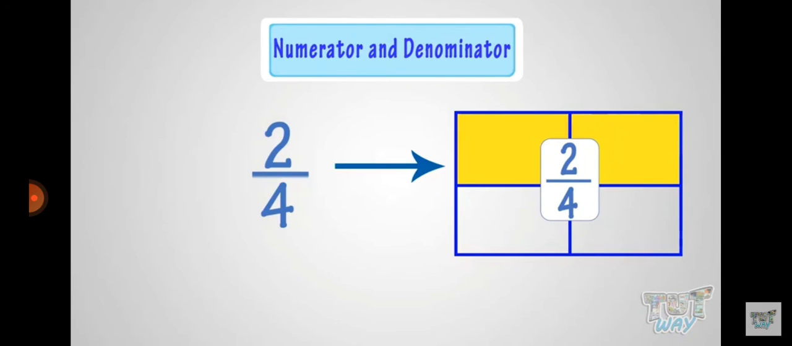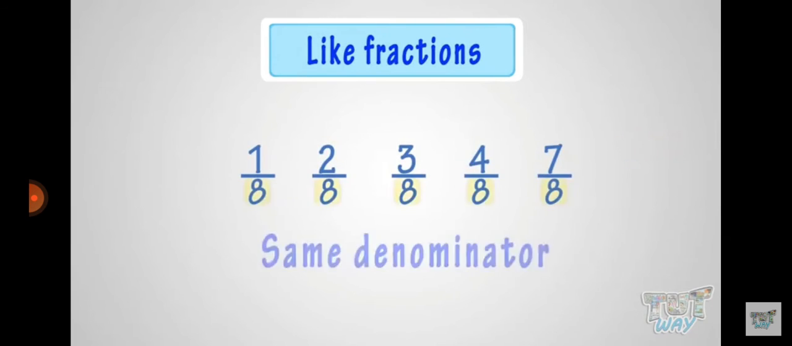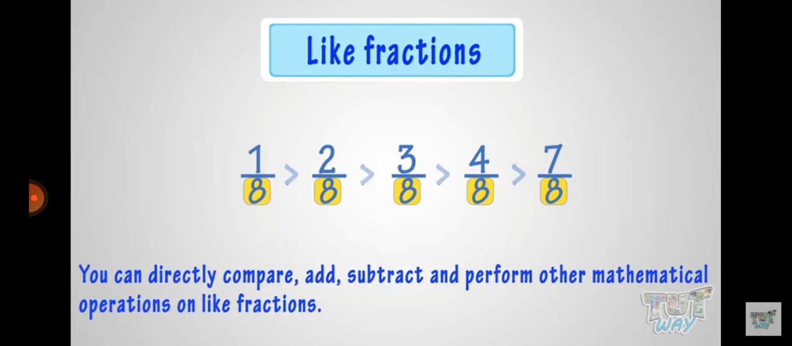Similarly, there are different types of fractions which we have studied. The first is the like fraction. In like fractions, all the denominators are the same: 1 upon 8, 2 upon 8, 3 upon 8. That's why it is known as a like fraction, with the same denominator in each one. You can directly compare, add, subtract and multiply whenever the situation comes in like fractions.